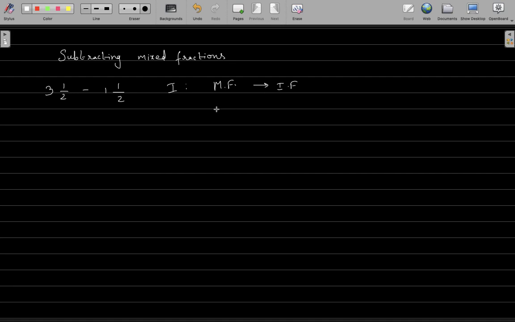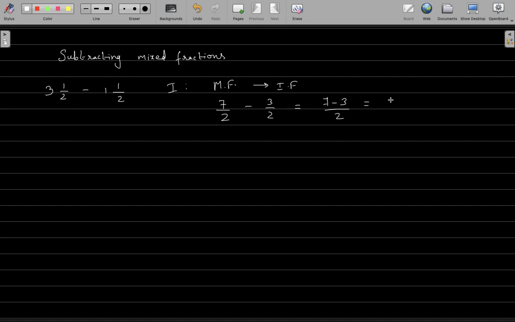Say 3 1 by 2 can be written as 3 into 2 is 6, 6 plus 1 is 7, so it is 7 by 2, minus 2 times 1 is 2, 2 plus 1 is 3, this is 3 by 2. Now if you can see, both 7 by 2 and 3 by 2 are like fractions. When they have the same denominators, we directly apply the mathematical operation to the numerators. That is, we directly take 7 minus 3 by 2.